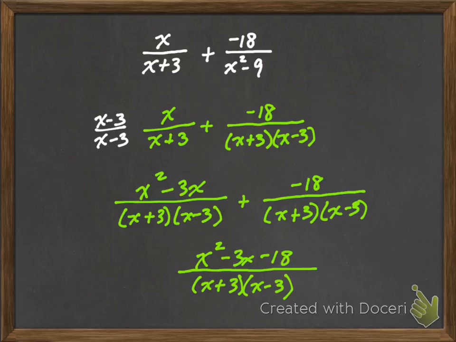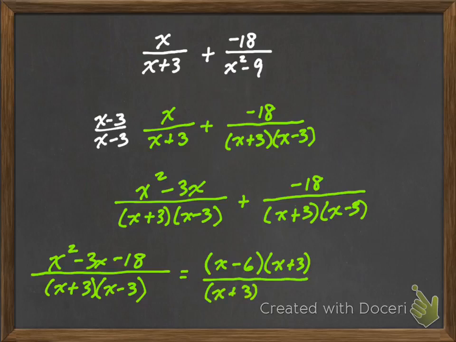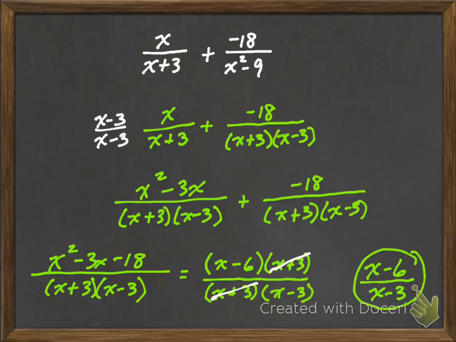Now, one of the things that we want to notice about this is that our numerator can be factored further. And the numerator would factor down to x minus 6 times x plus 3. Now, that is beneficial because the x plus 3's will now cancel out in the numerator and denominator, leaving us with an answer of x minus 6 over x minus 3.